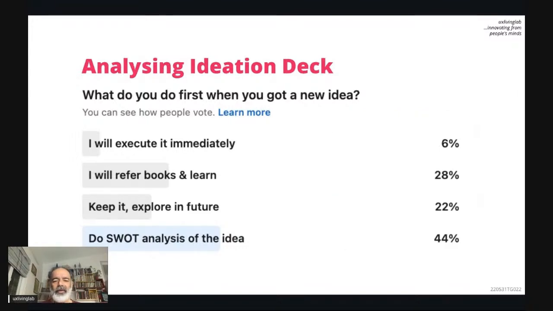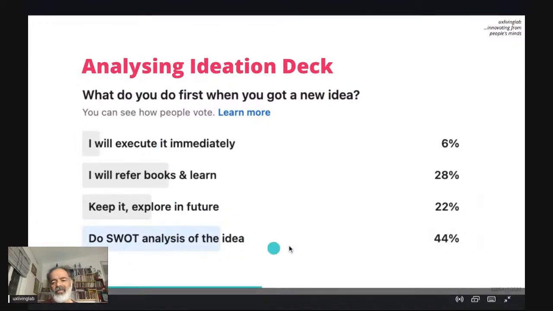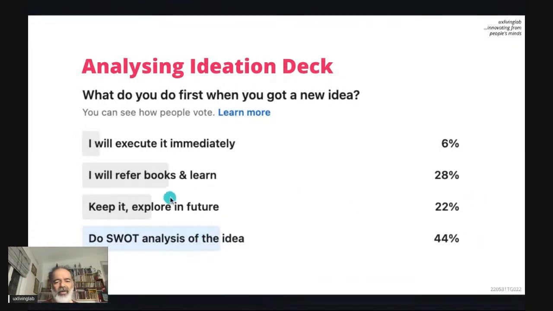Okay, then think about the data again. Do the SWOT analysis of the idea: 44%. Keep it, explore in future: 22%. I will refer books and learn: 28%. I will execute it immediately: 6%. According to me, "I will refer books and learn" is better. But these answers are progressive. Otherwise, it will be adding value to the other answers.